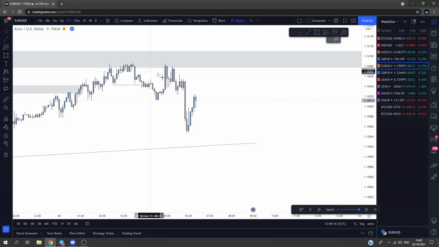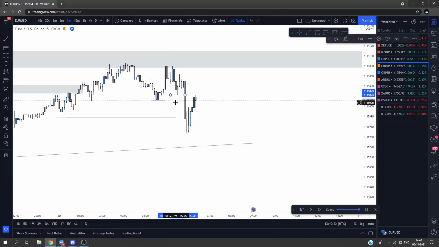Broke this structure. We broke this structure, yeah. We also broke this structure, and we also broke this structure here. So straight away I'm looking for sells. When price is going to come up, bam, looking for sells. Now I also know that price could mitigate this zone. However, I'm looking for short-term sells here, right?